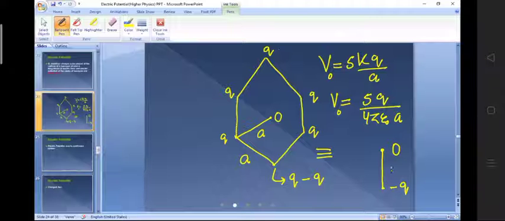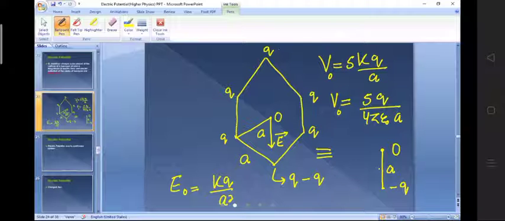Now there will be an electrostatic field at point O whose magnitude will be equal to how much? Whose magnitude at the point O will be equal to simply KQ by A square. That's it, KQ by A square. And this electrostatic field will be directed towards the empty corner. So it will be directed in this direction.